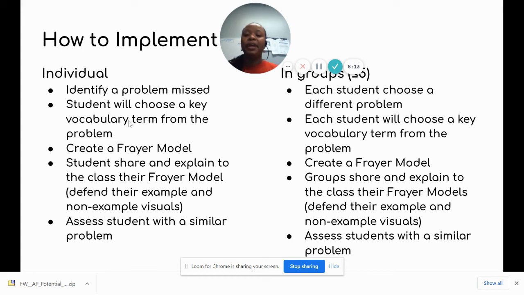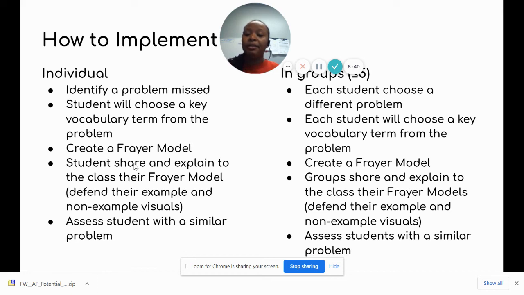And the student would choose one vocabulary word from that. It has to be a key vocabulary word that's dealing with that concept, okay? They'll create the Frayer model. And then here is the key. You have to embed in your instruction time for the students to actually share their information with others. Because if I missed a question and I chose this vocabulary word, well, maybe someone else missed the question also, but they chose cell cycle. And so we're going to share with each other our Frayer models.